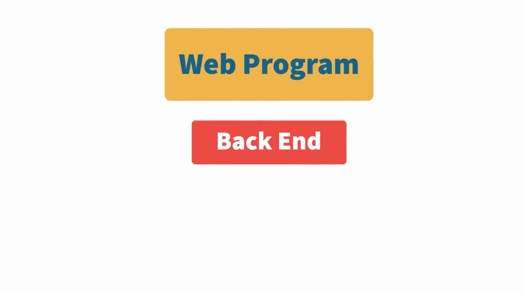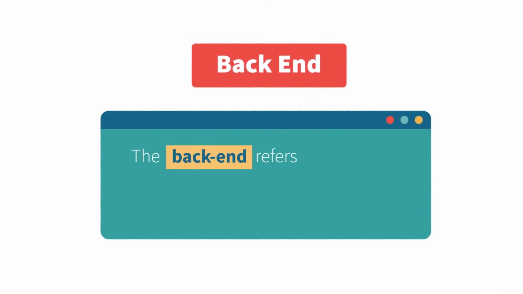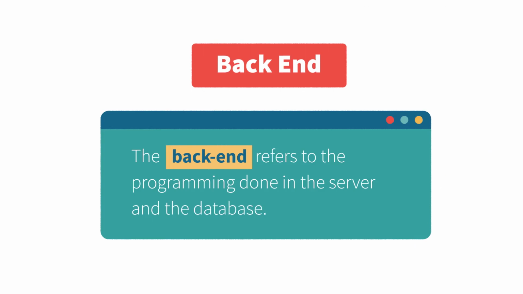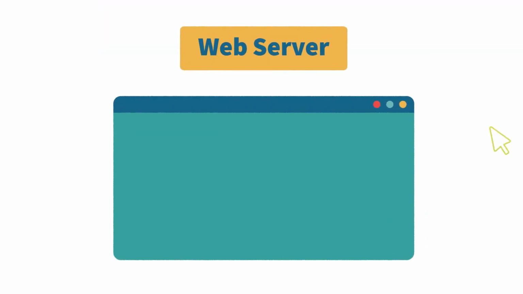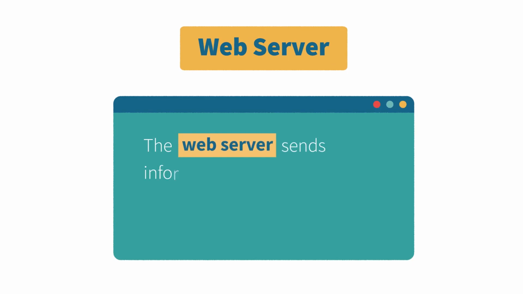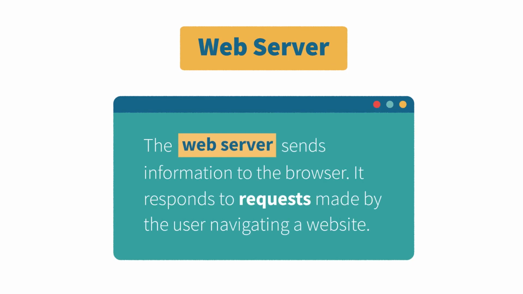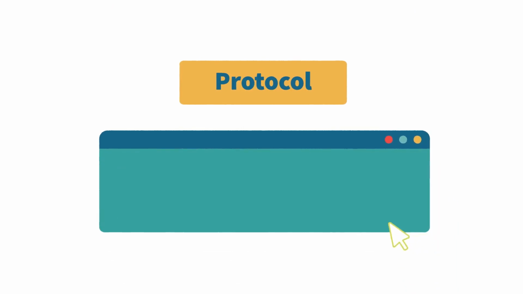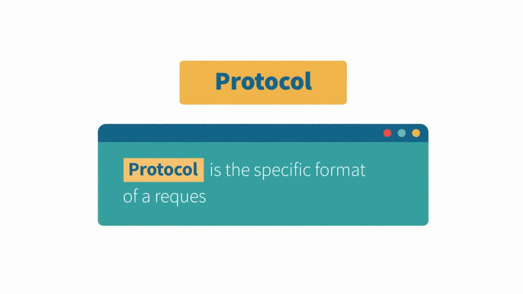The back end, on the other hand, refers to the programming done in the server and the database. Those super cool features you see in the web apps are made possible with the back end. The information sent to the browser comes from the web server. A web server responds to the requests made by the user navigating a website. Protocol is what we call the specific format of a request. In the case of accessing websites, the protocol is HTTP, which we'll discuss later on.